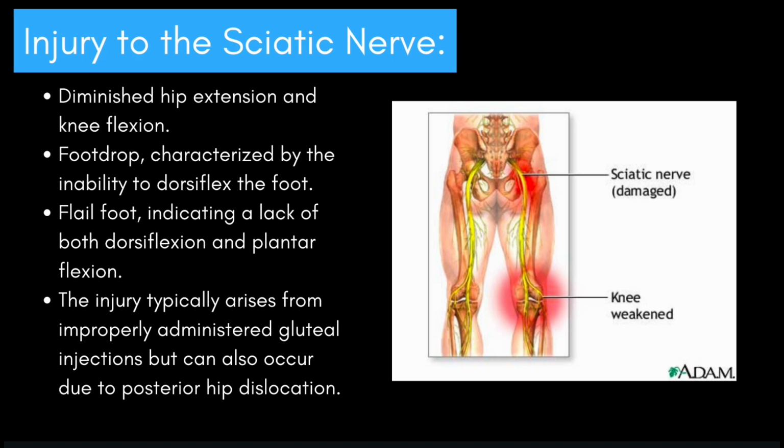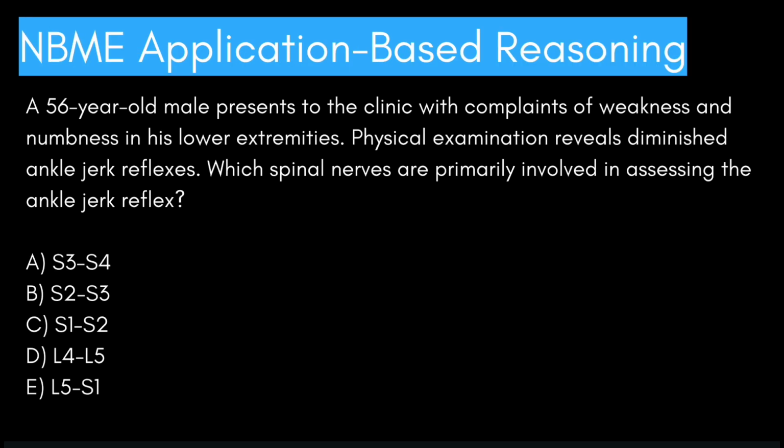Going to some questions right now. We have a 56-year-old male that presents to the clinic with complaints of weakness and numbness in his lower extremities. Physical examination reveals diminished ankle jerk reflexes. Which spinal nerves are primarily involved in assessing the ankle jerk reflex? Pretty first order question, but we'll give you guys a few seconds to think this through.